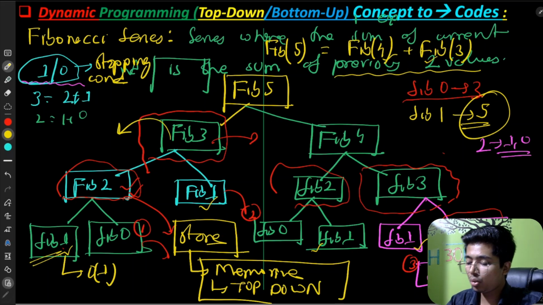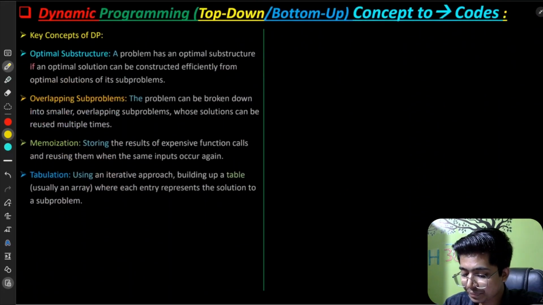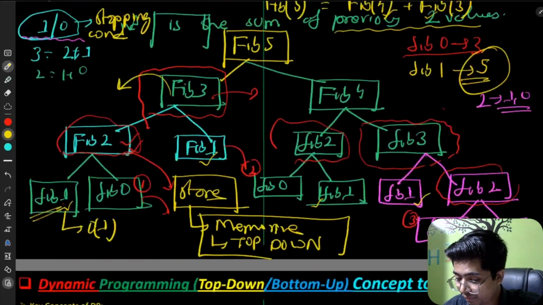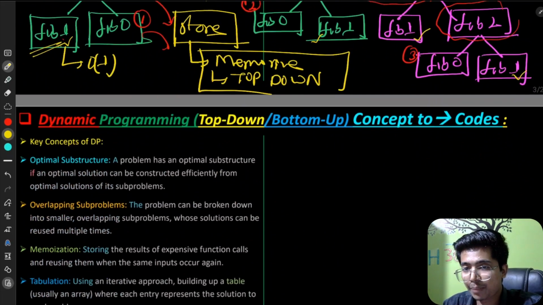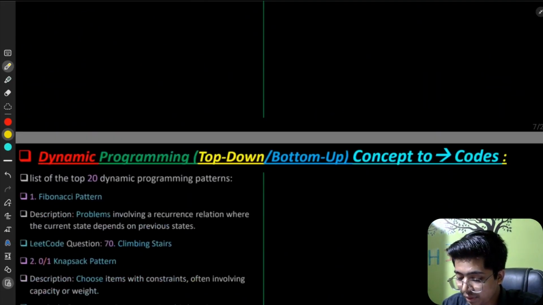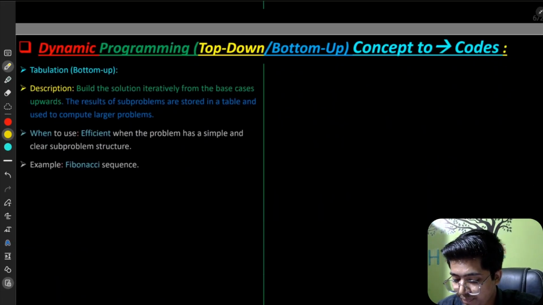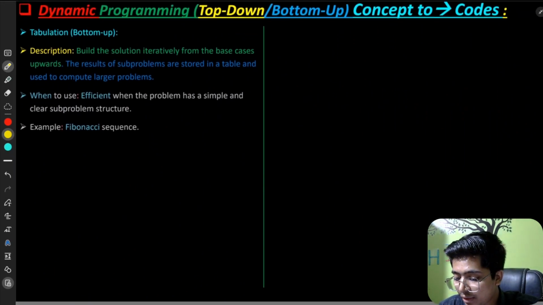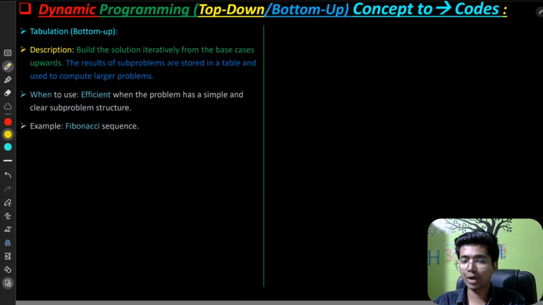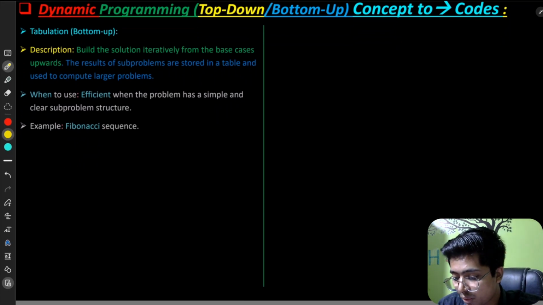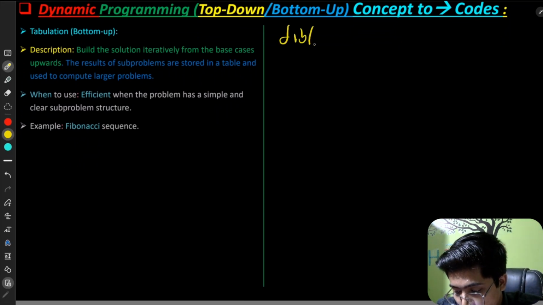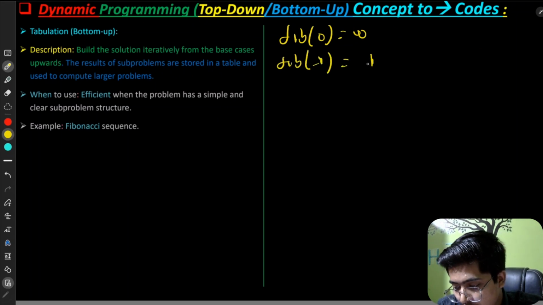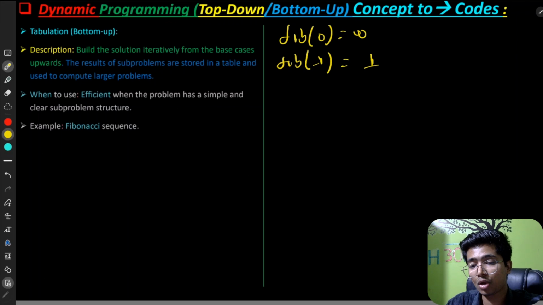The second approach we can use to find the same values is like this. That was the top-down approach, and let's write the bottom-up approach. There is one more approach to find the value. We have the value of Fibonacci of 0 and Fibonacci of 1. The value of Fibonacci of 0 is 0, and the value of Fibonacci of 1 is 1.